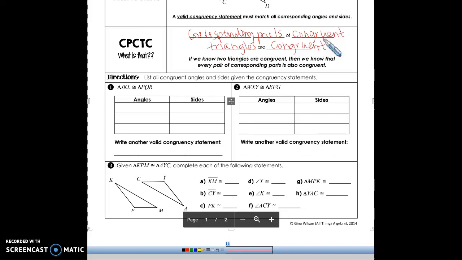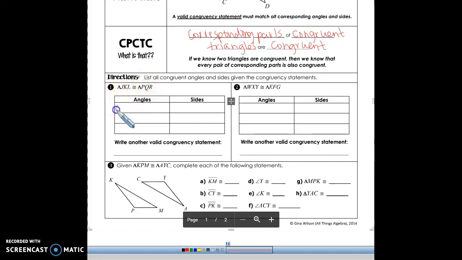So now let's look at some of these congruency statements. If I know the statement, I can list which angles and which sides are congruent. Here on number 1, I have triangle JKL is congruent to triangle PQR. I can just look at this statement and figure out which angles and which sides are congruent, and I don't even have to draw the picture. I have 3 angles in this first triangle: angle J, angle K, and angle L. I also have 3 angles in the second triangle: angle P, angle Q, and angle R. So all I've got to do is match corresponding angles. They're going to be in the same order.